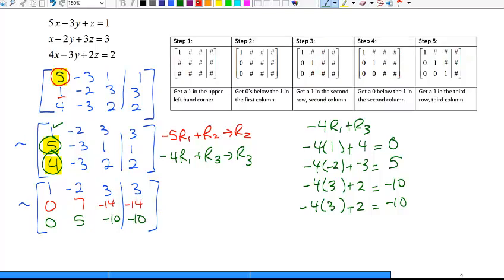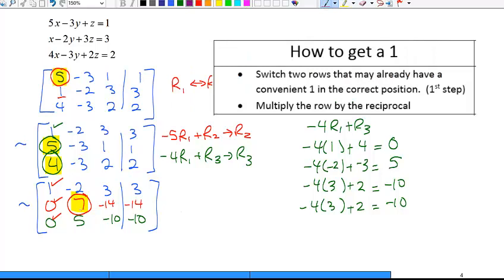All right, let's do a little progress report. I got a 1, check. I got a 0 below it, check, check. Next, I want a 1 where the 7 is. So when I go back to the rules to try to find out how to get a 1, because I can't interchange it with another row, there's nothing convenient there.